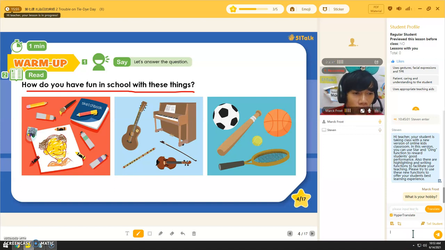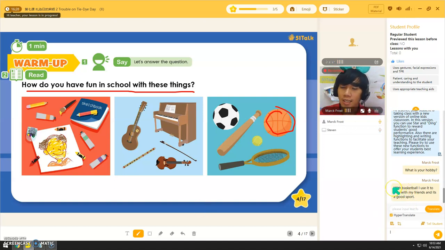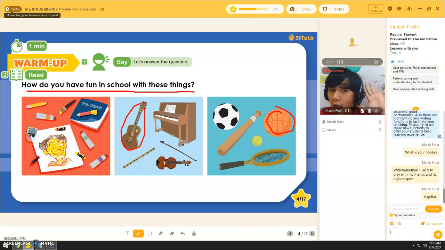Okay, now for this question, how do you have fun in school with these things? With, for example, basketball, you can say, with basketball, I use it to play with my friends. And it's a good sport. All right, please say okay. Now let's take a look at this one. What is this? It's a guitar. Please say a guitar. A guitar.